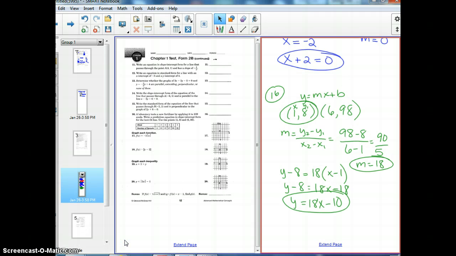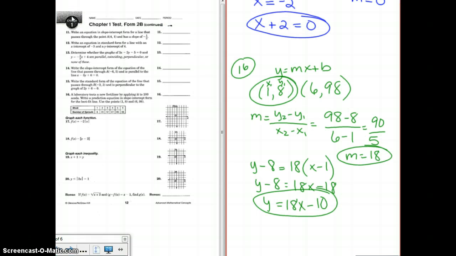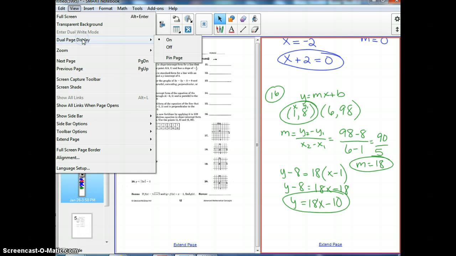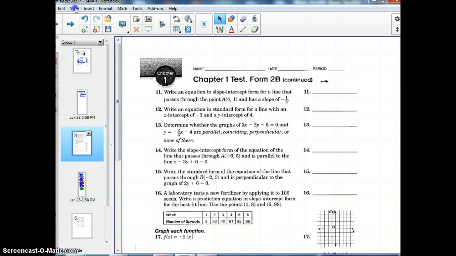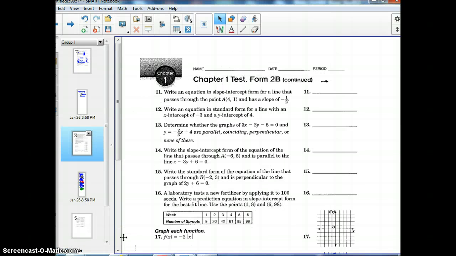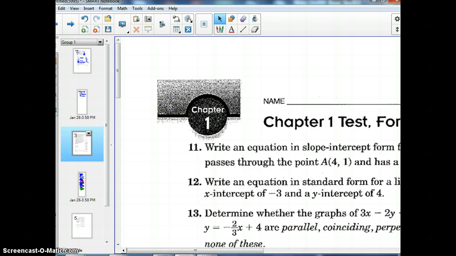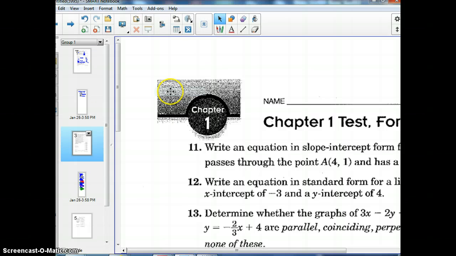I'm going to go back to full screen, to a single page, sorry, and we'll look at graphing absolute value. Get the picture just the right size.